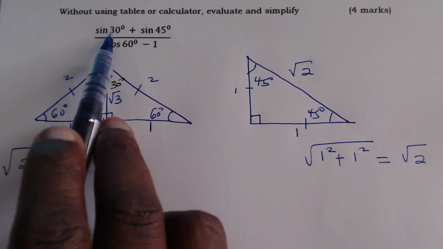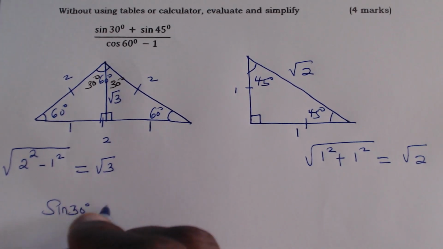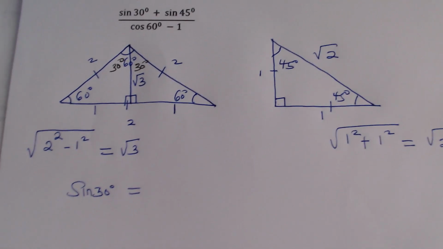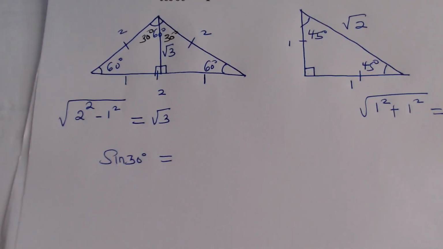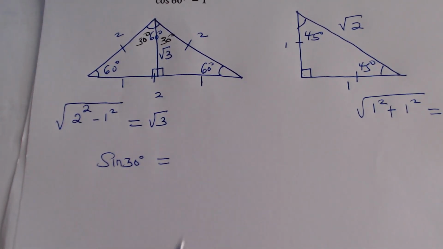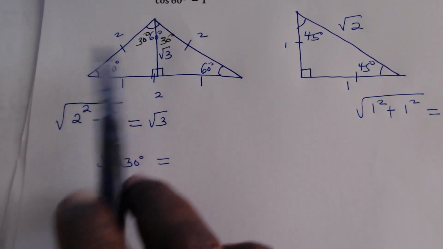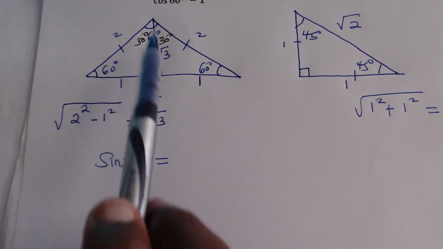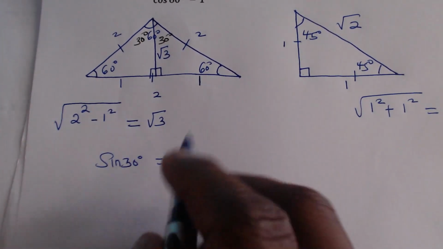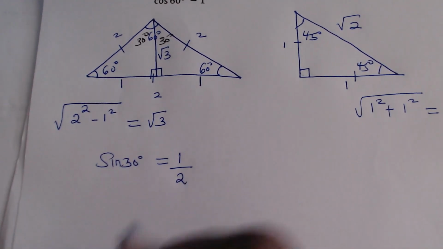Sine of 30. For sine of 30 degrees, you just use any 30 degrees. You can use this one or this one, this triangle. So sine is given by opposite over the hypotenuse. The opposite is 1, divided by the hypotenuse, which is 2.